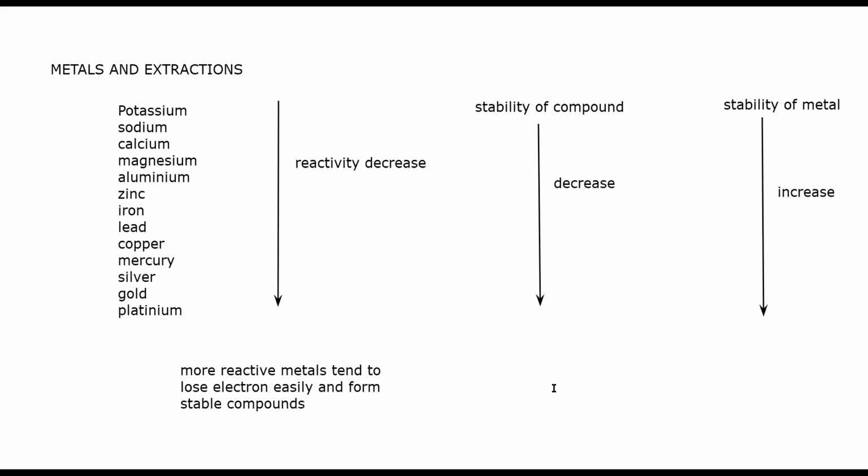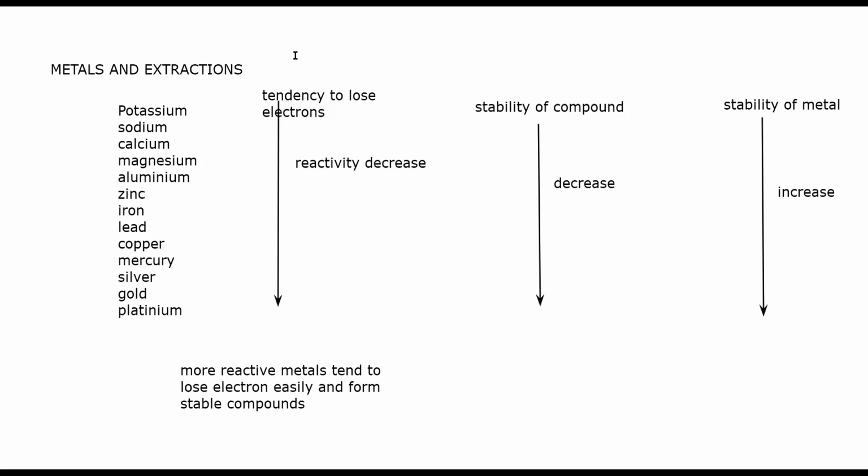As we go down in this series, the reactivity decreases. Reactivity refers to the tendency to lose electrons, because metals react by losing electrons. So potassium tends to lose electrons much quicker as compared to other metals in this series.